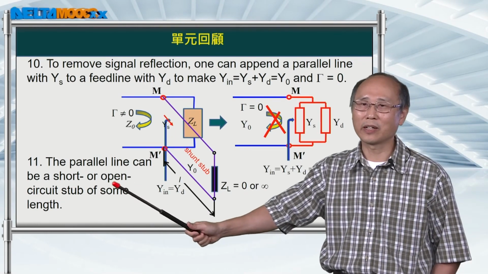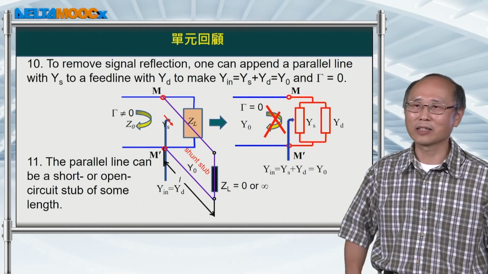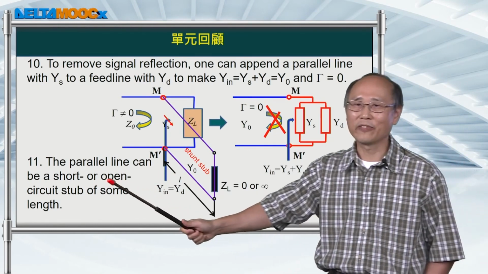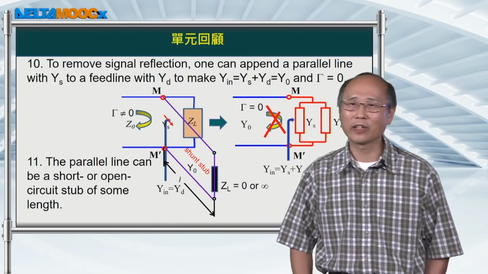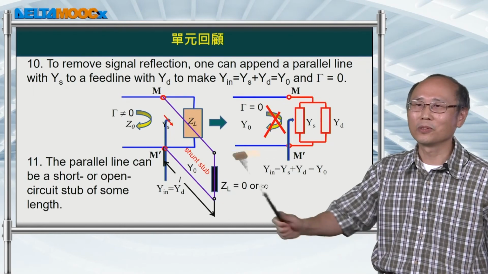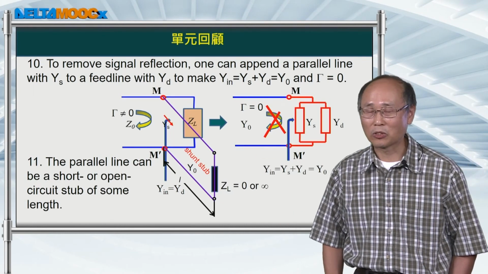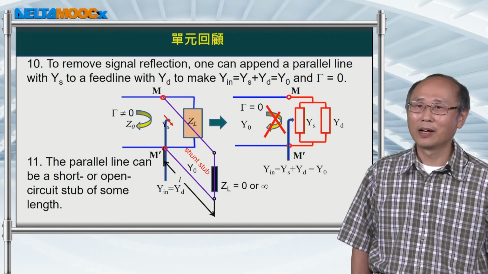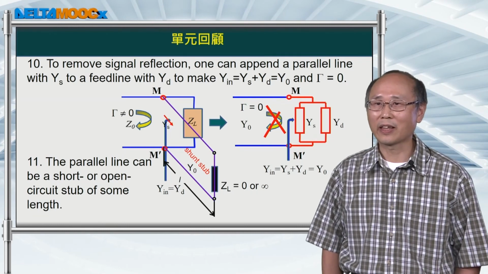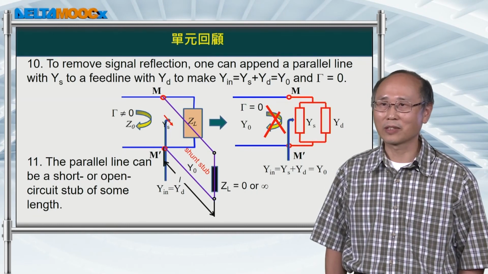The last point basically tells you the concept that it's very convenient to just use a short circuit or open circuit line to do this impedance matching or admittance matching. Thank you very much, and this is the end of my lecture here.